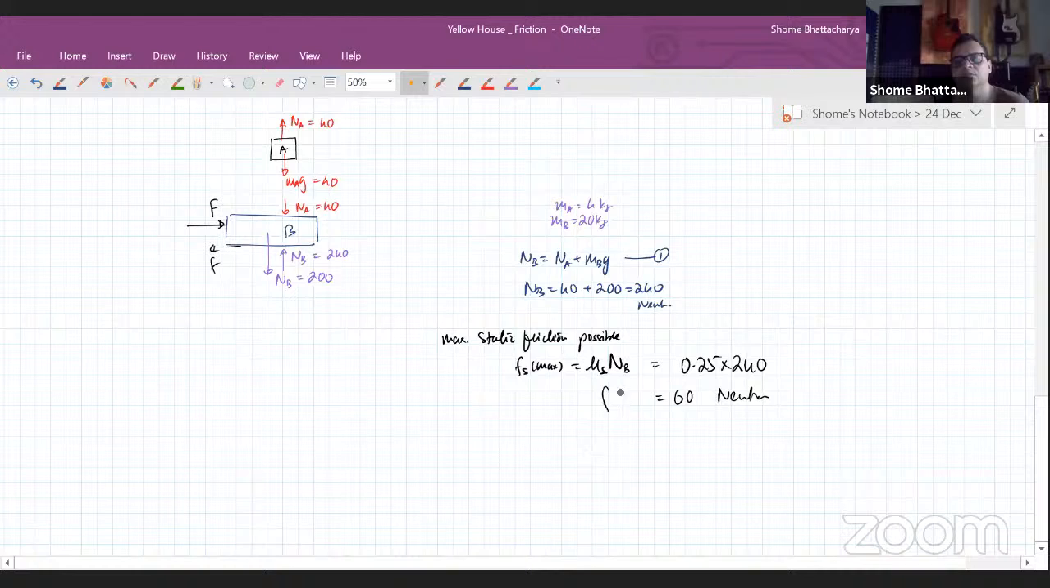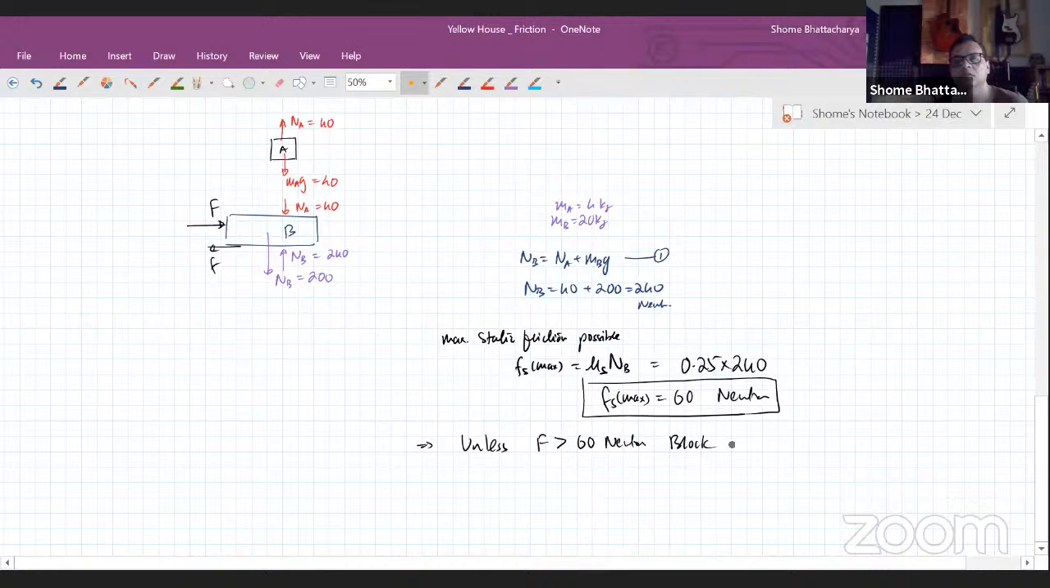So maximum friction available is up to 60 newtons. From this we can see that unless F is greater than 60 newtons, the block B will not move. That is, acceleration will be zero, and the friction will balance F for F less than or equal to 60 newtons.